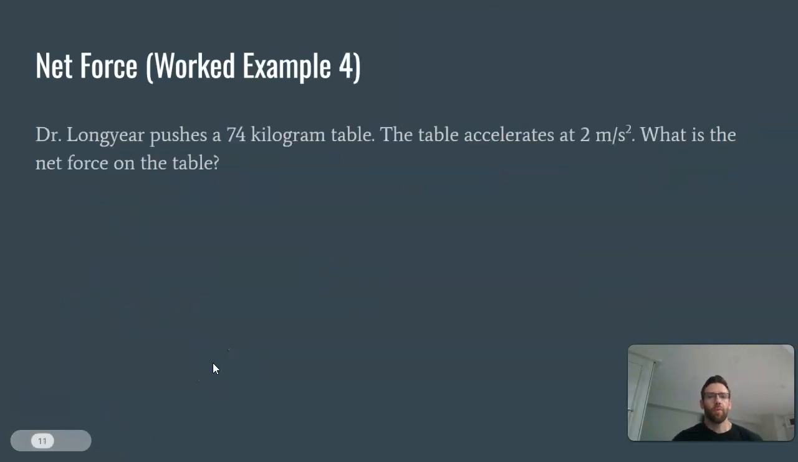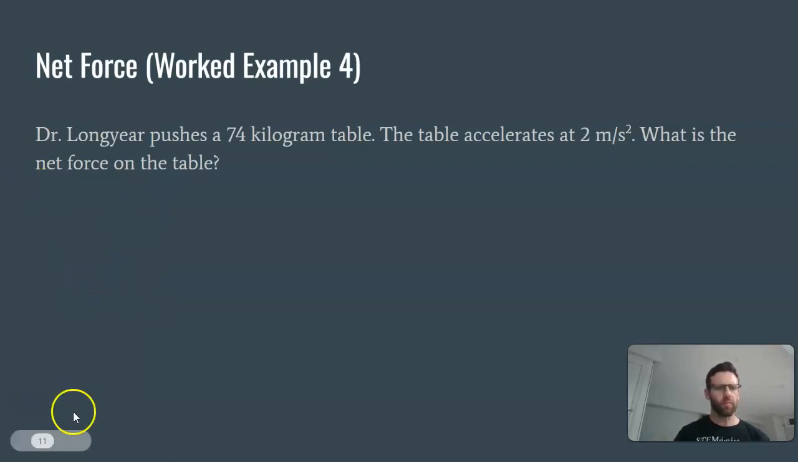All right, this one is a little bit different. Let's say I'm pushing on a table and the table is accelerating at 2 meters per second squared. Now, I might be pushing on the table, there might be some force against me, some force of friction. There might be some friction between the table and the floor, and it might not be such a smooth movement, but I am making the table accelerate.